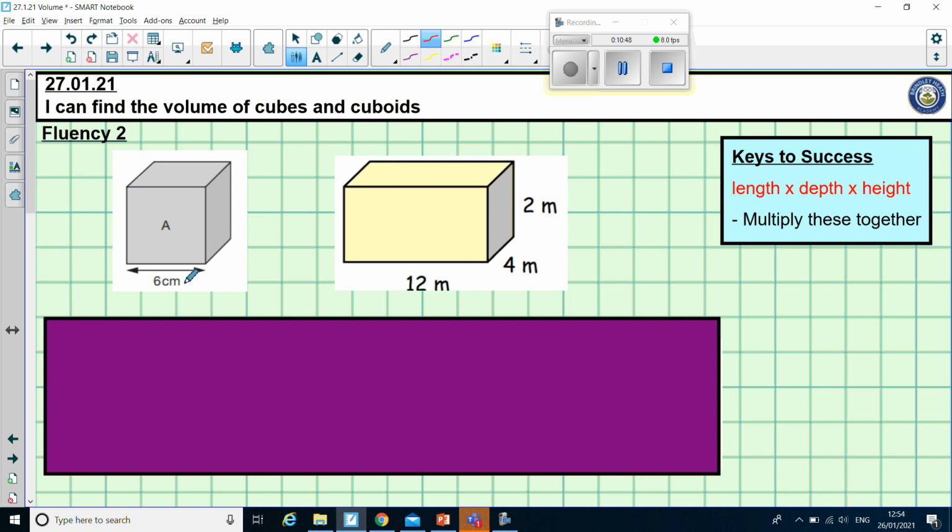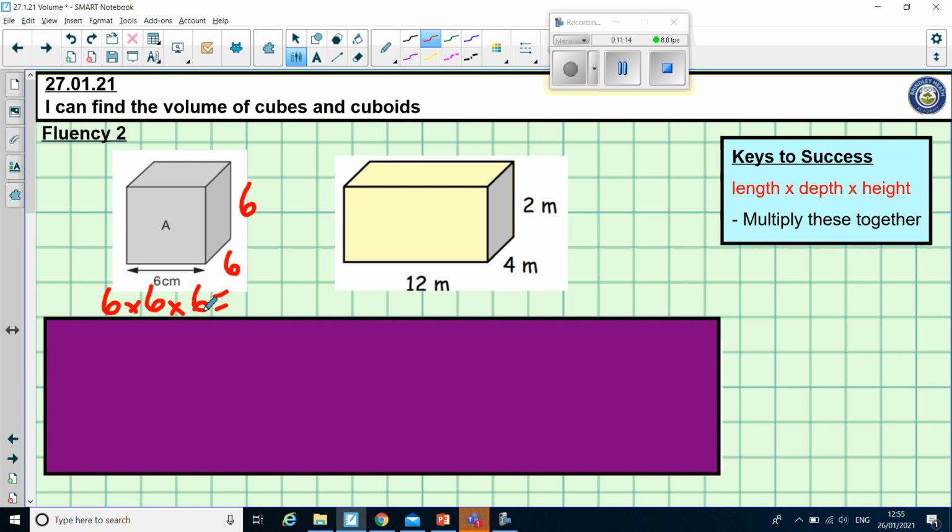Okay, hopefully you know that cubes have all equal sides. So if the length is 6, the depth must be 6, and the height must also be 6. So to find the volume of this cube, I've got to do 6 times 6 times 6. Right, 6 times 6 is 36, and then I've got to times that by 6.